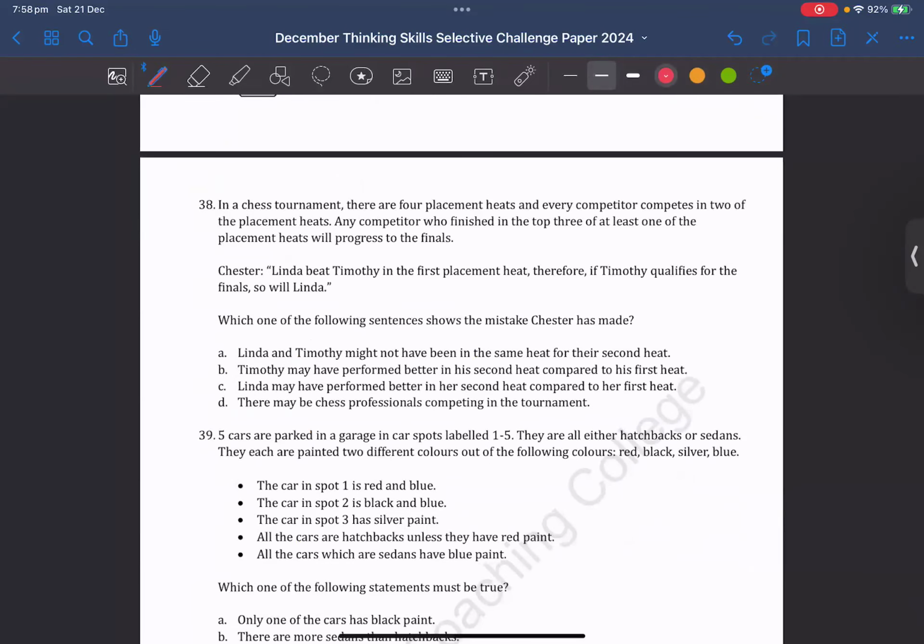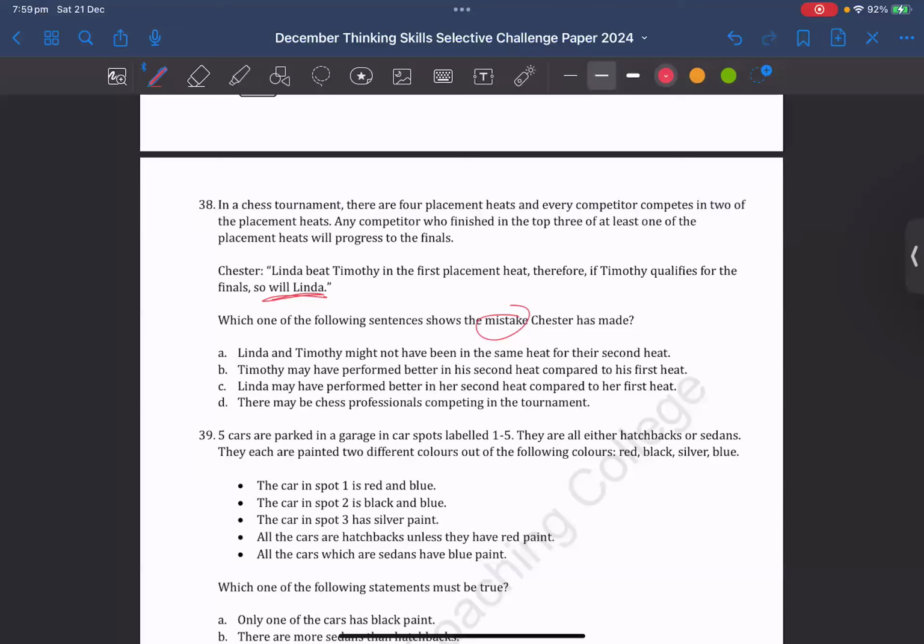So for question 38, in a chess tournament, there's 4 placement heats, and every competitor competes in 2 of the placement heats. Anyone who finishes in the top 3 of at least one of the placement heats will progress to the finals. Now, Linda beat Tommy in the first placement heat. Therefore, if Timmy qualifies in the finals, so will Linda. And we're trying to find the mistake Chester has made.